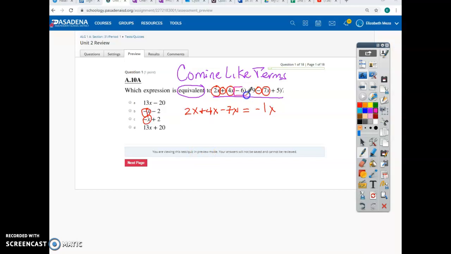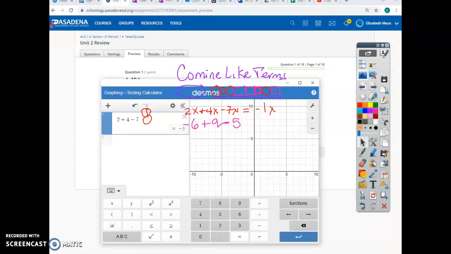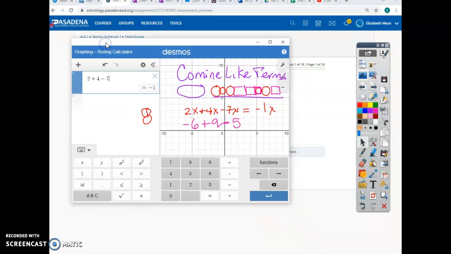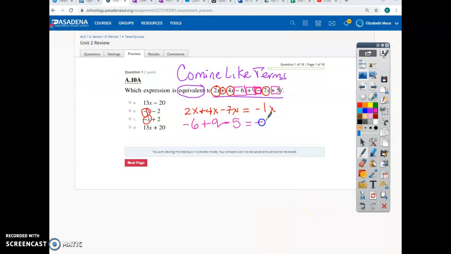This is -6 plus 9 minus, don't forget this minus, 5 because it's outside the parentheses. So it's -6 plus 9 minus 5. And you guys are putting this in Desmos as well. -6 plus 9 minus 5. Plus 9 minus 5. -2. So this equals -2.